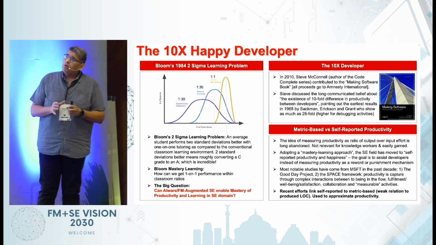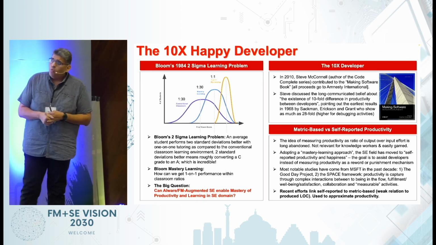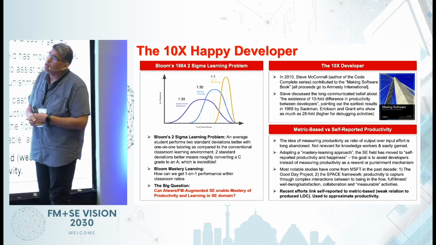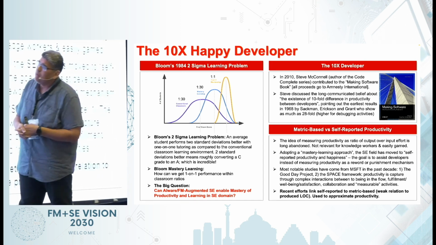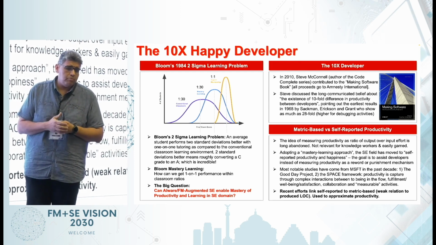So now, when we talk about the 10x happy developer, what are we thinking about that? There was a study that was done many years ago, I guess in the 80s, okay? And this is called the 2 Sigma learning problem. So the problem is the following.